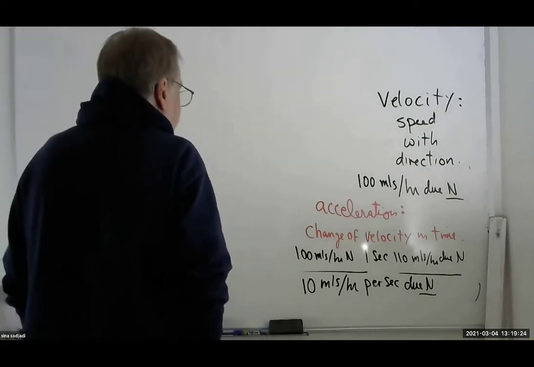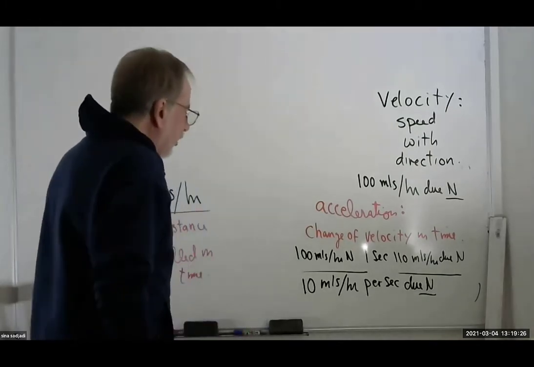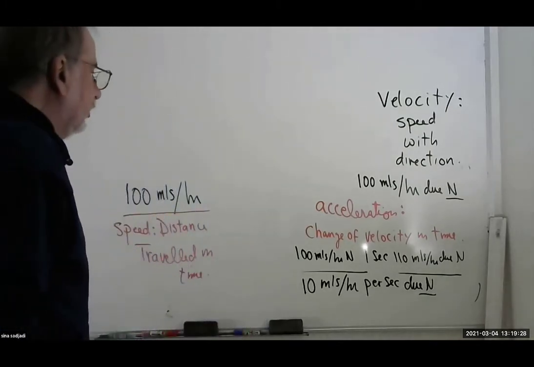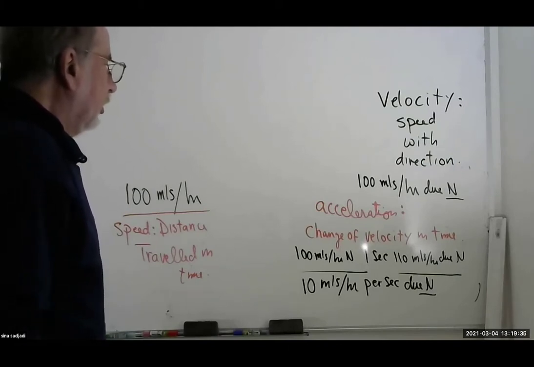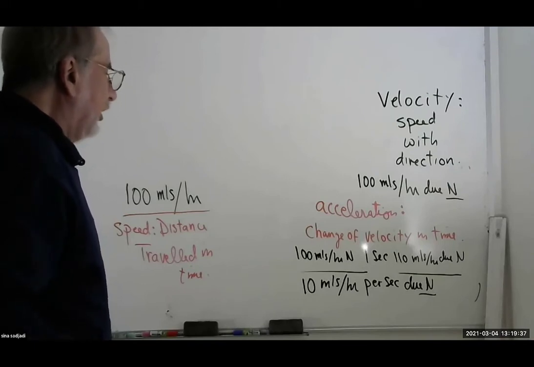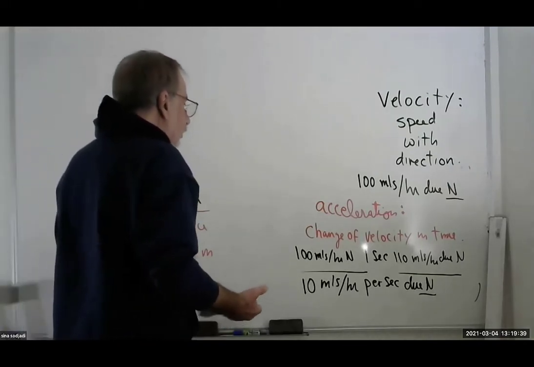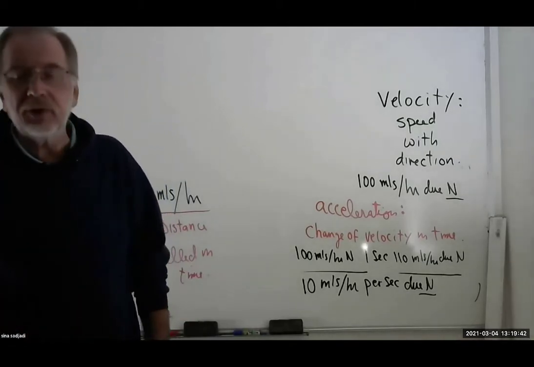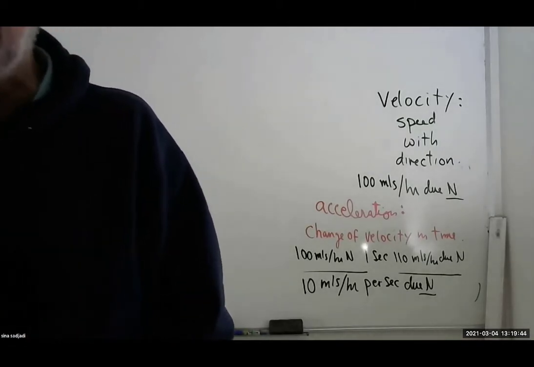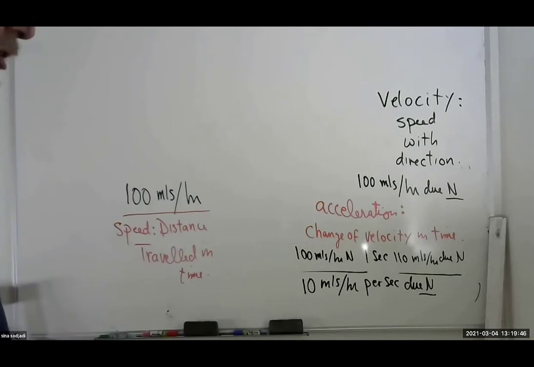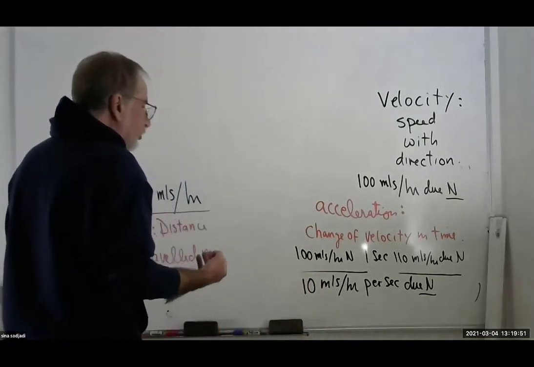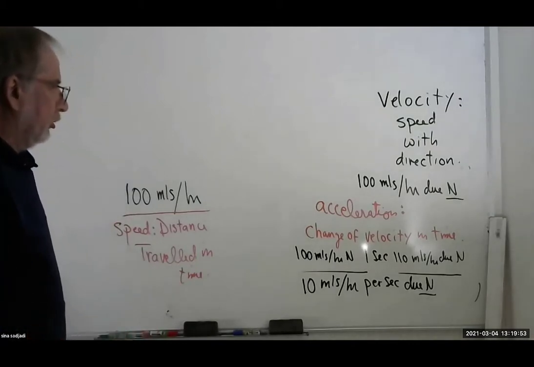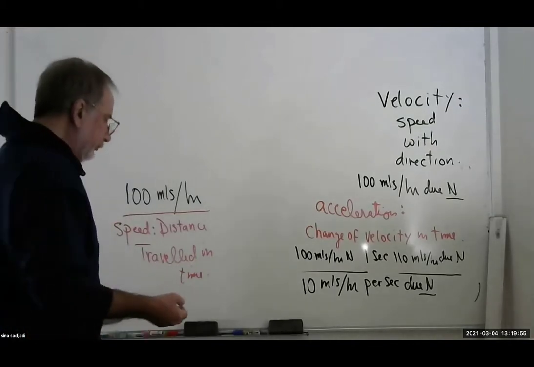So now, what if I went 100 miles per hour due north, and then 2 seconds later, I was going 110 miles per hour due north. Then I'll be accelerating 5 miles per hour per second due north, right? Because it took me 2 seconds to accelerate 10 miles, and each second I accelerated 5 miles per hour per second due north.